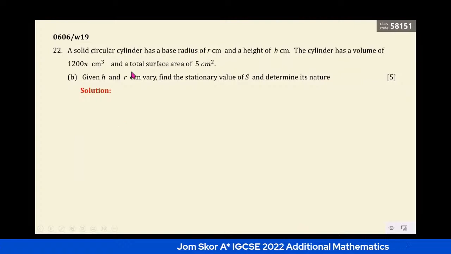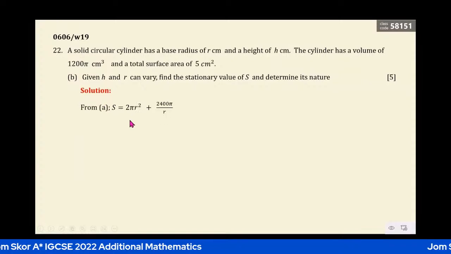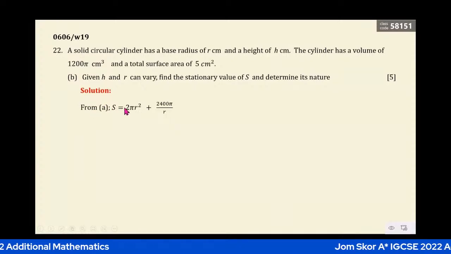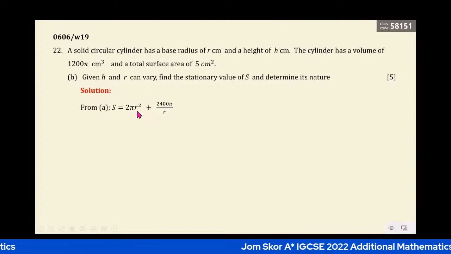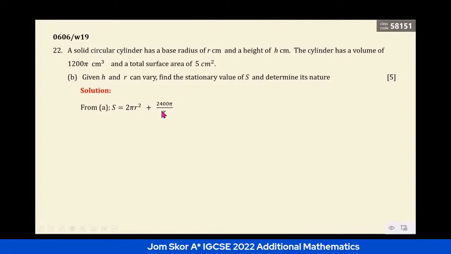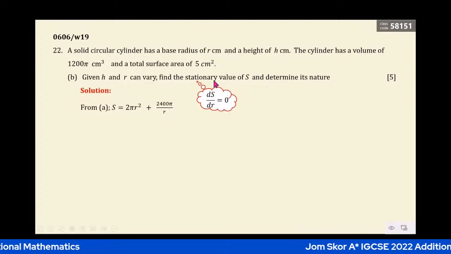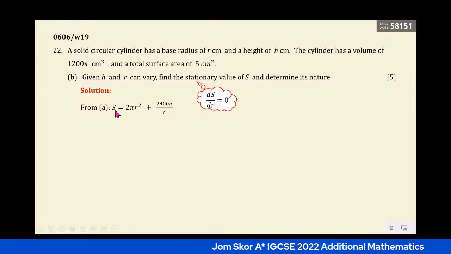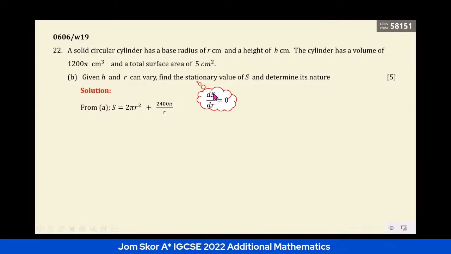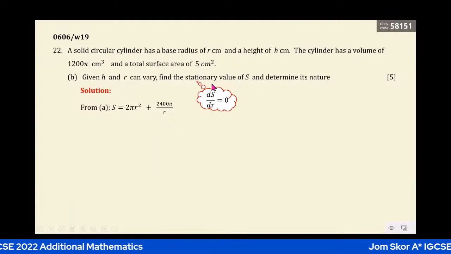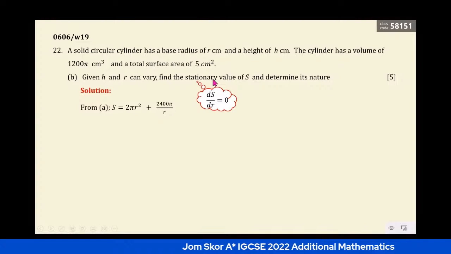Okay, all right. So now we look at what we have in A. All right, so in A we have S is equal to 2 pi r square plus 2400 pi over r. All right, so find the stationary value of S. So to find the stationary value, you have S in terms of r, meaning that you have to differentiate S with respect to r, ds over dr here. So stationary value is the same as turning point, the same as maximum or minimum value.